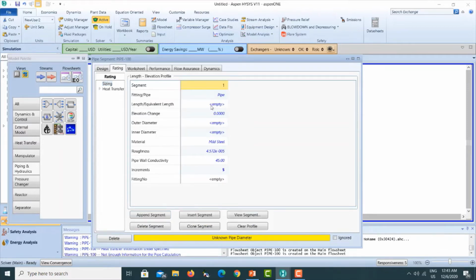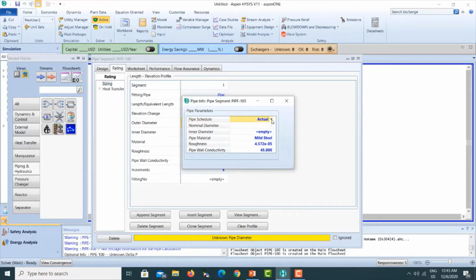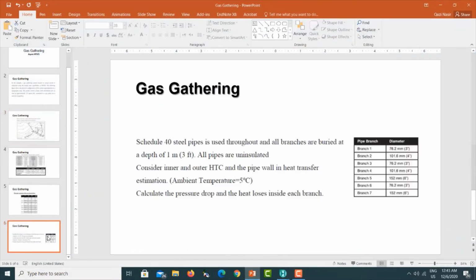add 3 segments. The first segment is 160 meter in length with elevation change of 12.50. Click on the view segment. This one has a schedule, I think similar schedule you can use. Let's check it here. Yes, branch 2, branch 3.